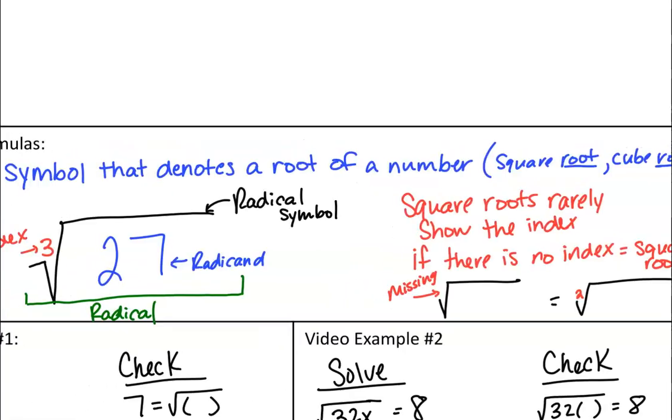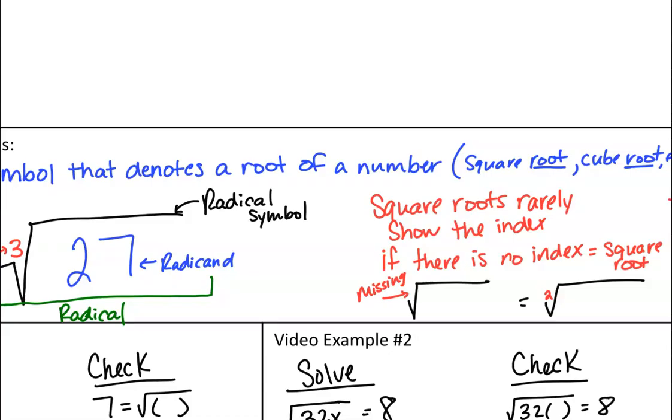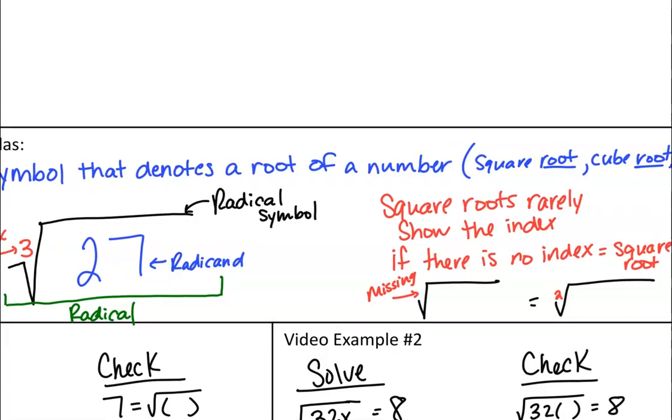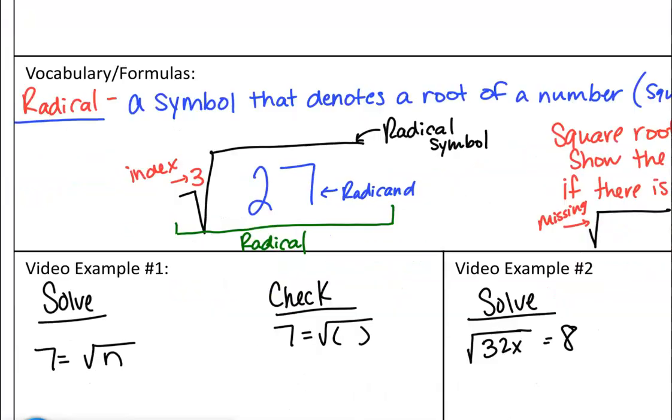Square roots rarely, if ever, show the index number. So if the index number is missing, then that means it is a square root. So that index would be 2. If it's anything other than a square root, the index number will show. But mathematicians are lazy and we don't like to write things that we don't have to. All right, so let's start solving.